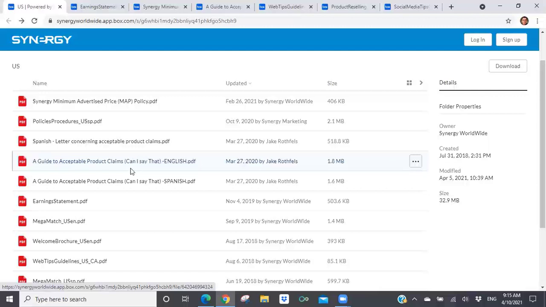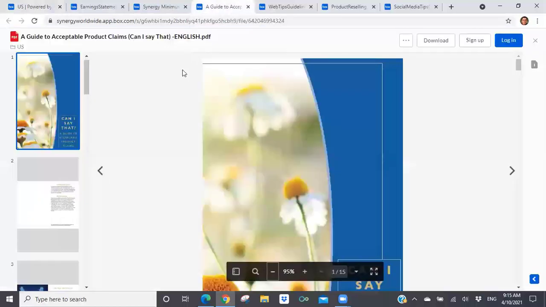And the first place that I want to start with is this guide to acceptable product claims, because that's typically where a lot of people get themselves into trouble. They say something in social media, and because of the way that they've said it, they get flagged and they have to change it or remove it. And so it's important for us to understand this process. I've got it pulled up here in English. This is a wonderful document. It's a guide to acceptable product claims.